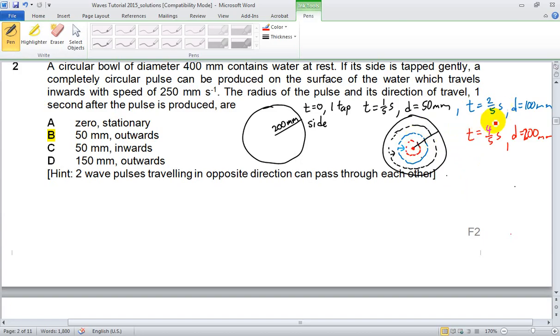At t equals 3/5 of a second the direction will be inwards. At t equals 1 second, the distance must be 250, but it's outwards. It will be traveling towards the edge. So it travels from the surface towards this position, then towards this position, then towards this position, then at the center, then it starts to spread out again and move towards the surface again. Hopefully that helps you to explain why the answer should be B, 50 mm outwards, because it's this red dot over here at t equals 1 second.